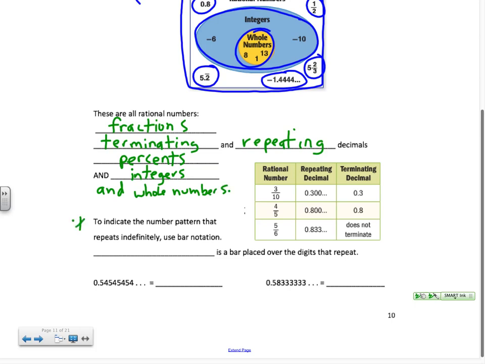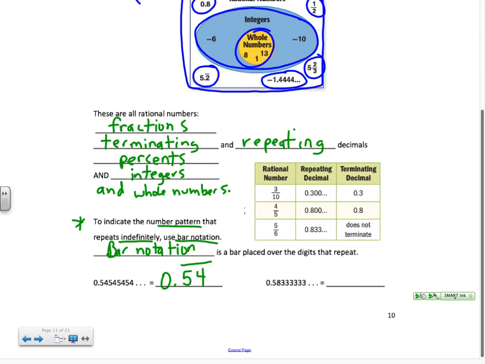To indicate the number pattern that repeats indefinitely, that means it goes on and on, we use what we call bar notation. Bar notation is a bar placed over the digits that actually do the repeating. So if we look down here, 0.5454545454 dot dot dot, that dot dot dot means it continues. Our bar notation would be 0.54, since those are the two numbers that repeat, and we put a bar over both those numbers.